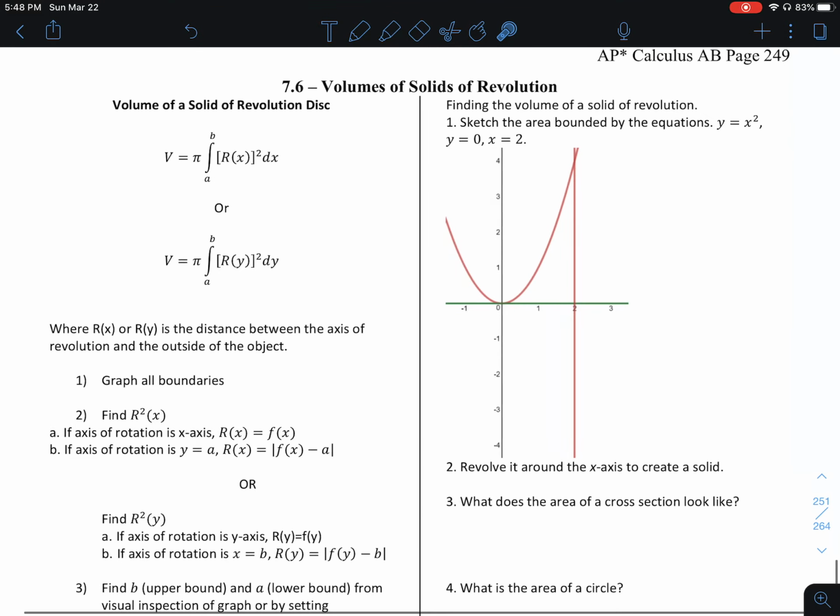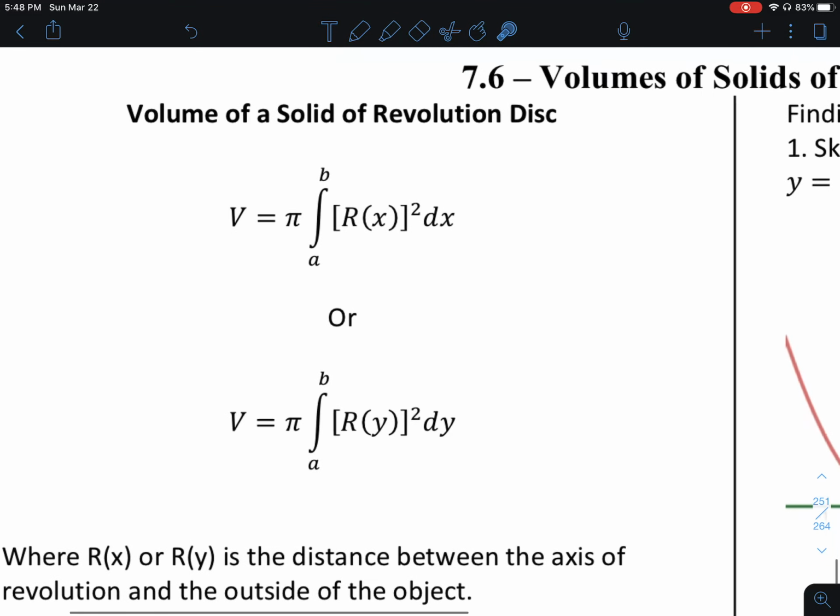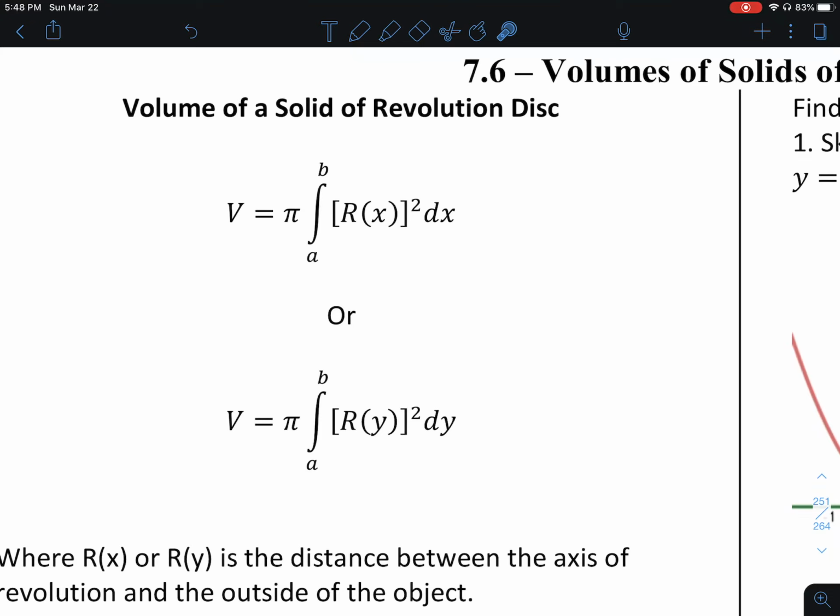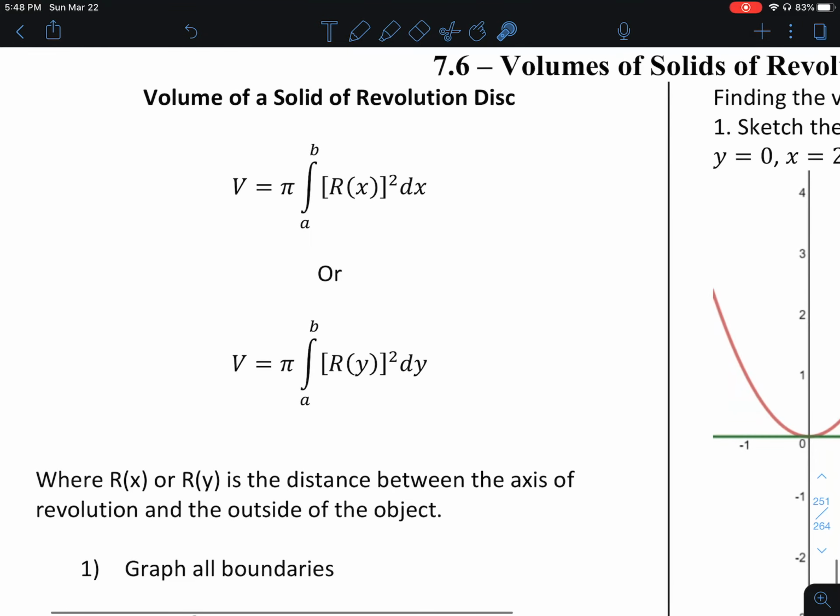Volumes of solids of revolution. We are going to focus today on the disk method. Next section, we will do the washer method. So big picture wise, to find the volume, you're going to take pi and then integrate from a to b of the radius squared with respect to x. The reason we're using this formula is that hopefully you remember that pi r squared is the area of a circle.